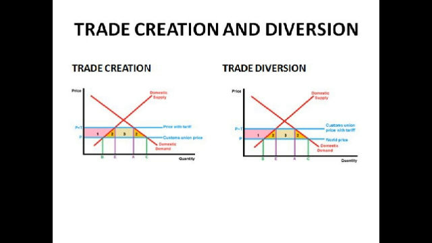Trade creation and diversion. Trade creation is basically the increase in international trade resulting from the removal of protection. So basically you can reduce a firm's production costs and thus reduce prices for everybody.